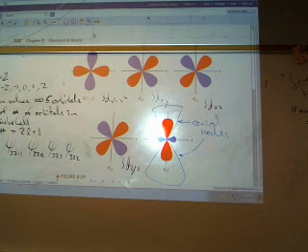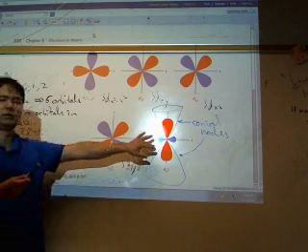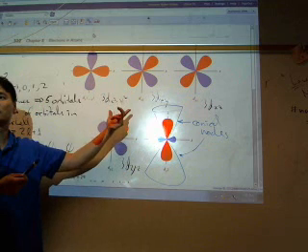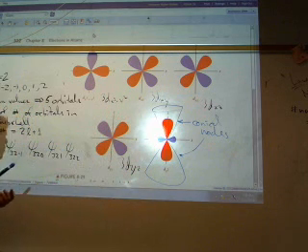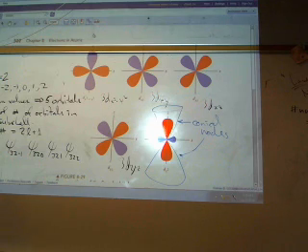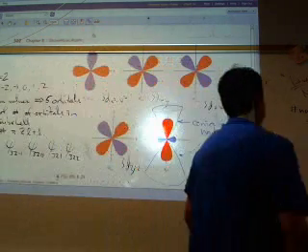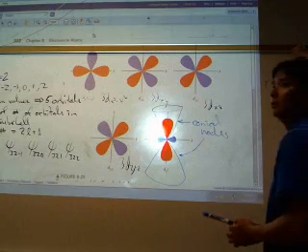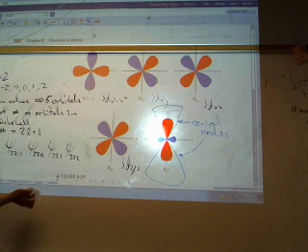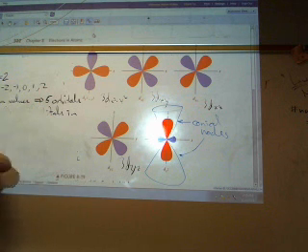But all these are degenerate, meaning even this one with the hula hoop is going to have the same energy as all the others. And so these 5 orbitals have the same energy, just different orientation. So that's the d orbitals. All right, let's continue on.